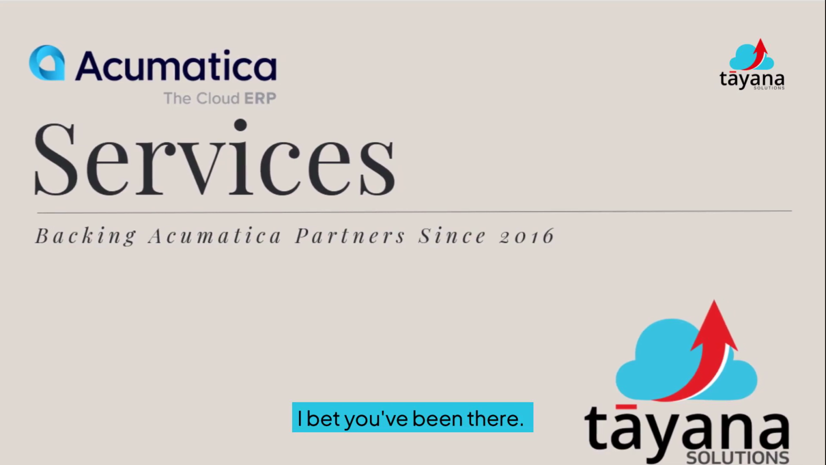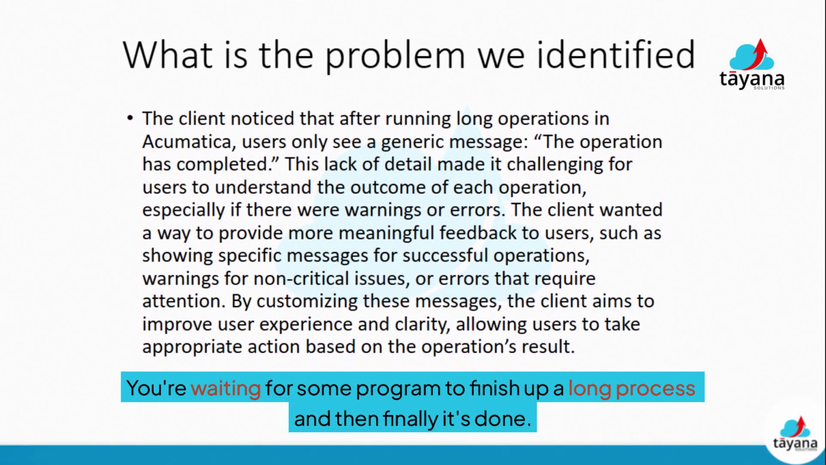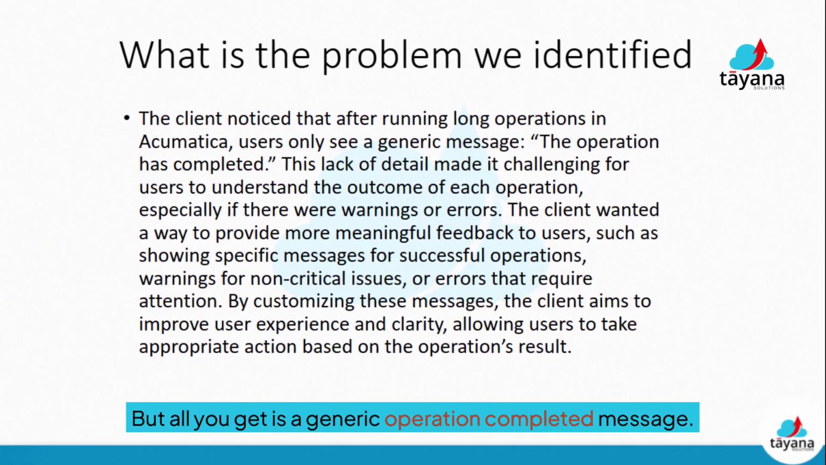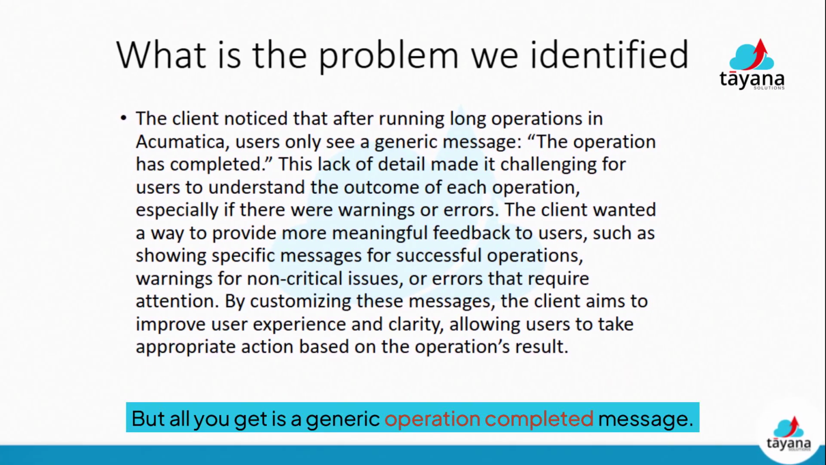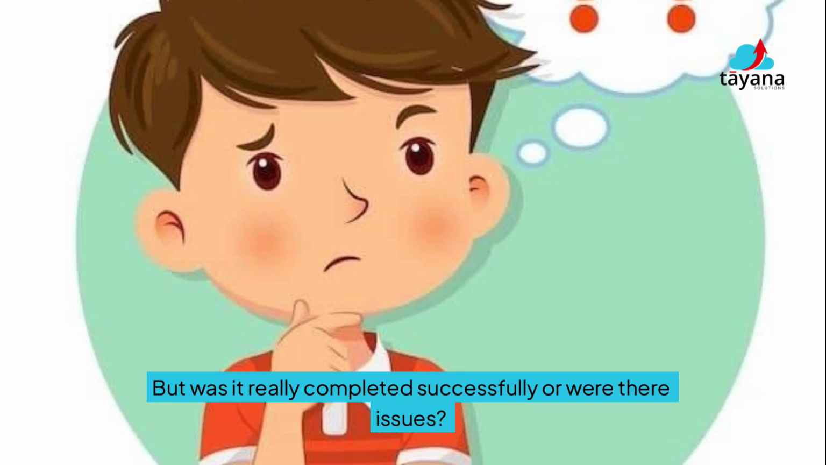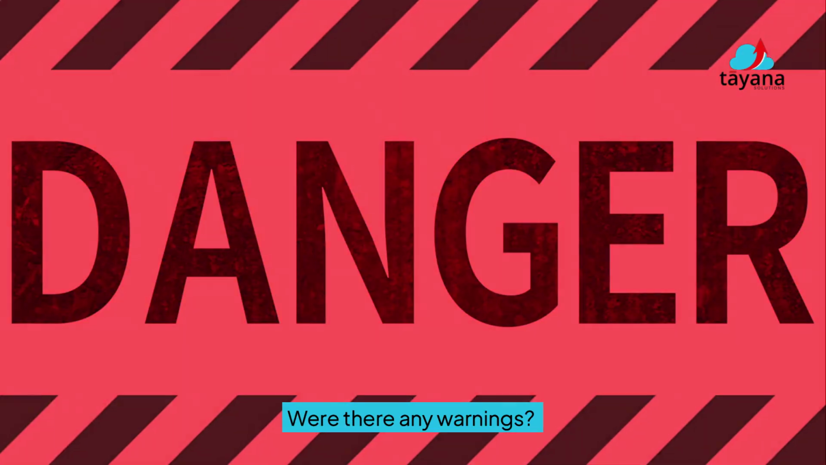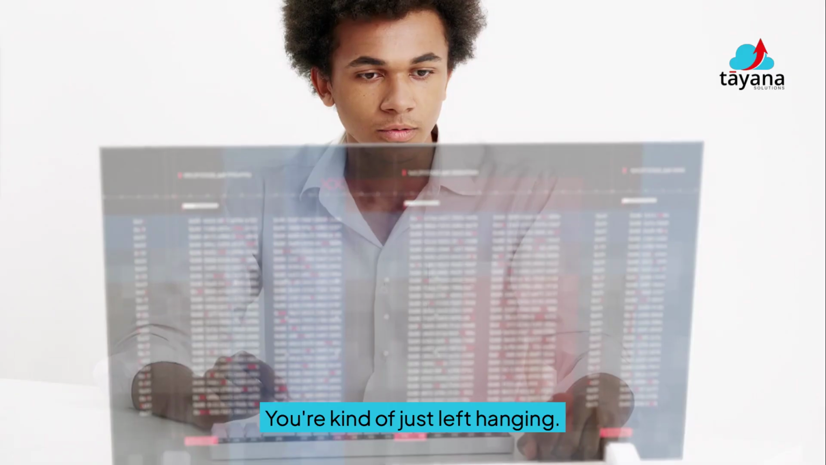I bet you've been there. You're waiting for some program to finish up a long process, and then finally it's done. But all you get is a generic operation completed message. Okay, but was it really completed successfully? Or were there issues? Were there any warnings? I mean, what are you supposed to do next? You're kind of just left hanging.